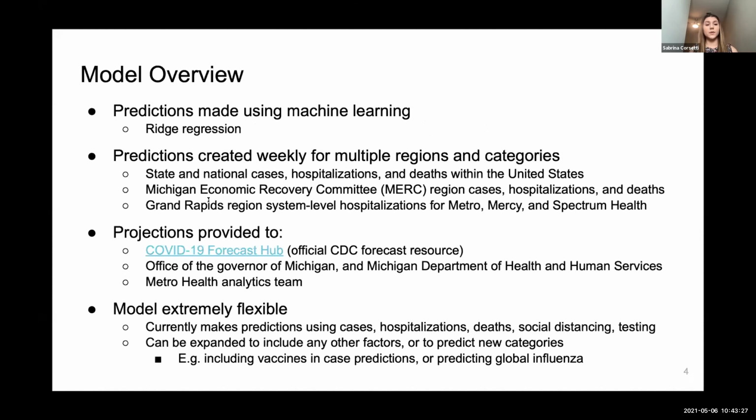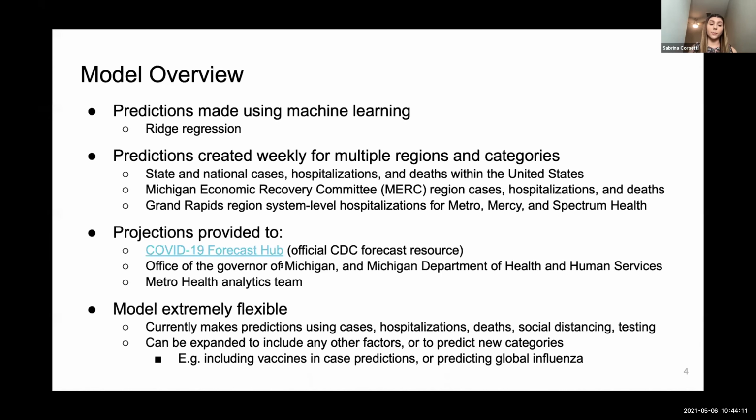In terms of the model that we use, our predictions are made using machine learning, regression specifically. And we make predictions weekly for a wide variety of regions and data categories. So for example, at the United States, state and national level, we make weekly predictions of cases, hospitalizations, and deaths. Similarly, we predict cases, hospitalizations, and deaths for the MERC regions within the state of Michigan. In addition, we provide system-level hospitalization predictions for 3 hospitalization systems within the Grand Rapids region of Michigan. Now, when we provide our predictions to others, we want to make sure that they reach as far and as wide as possible. So we provide them to several sources.